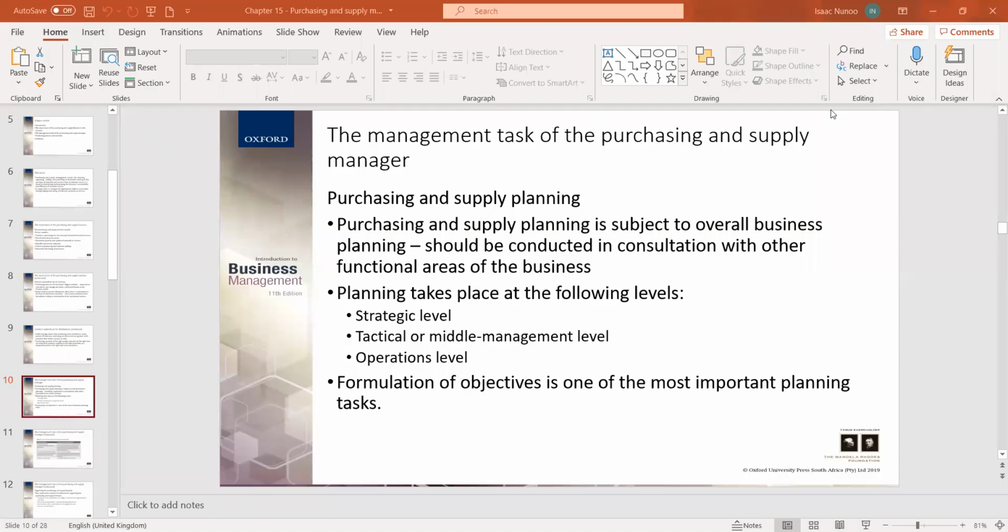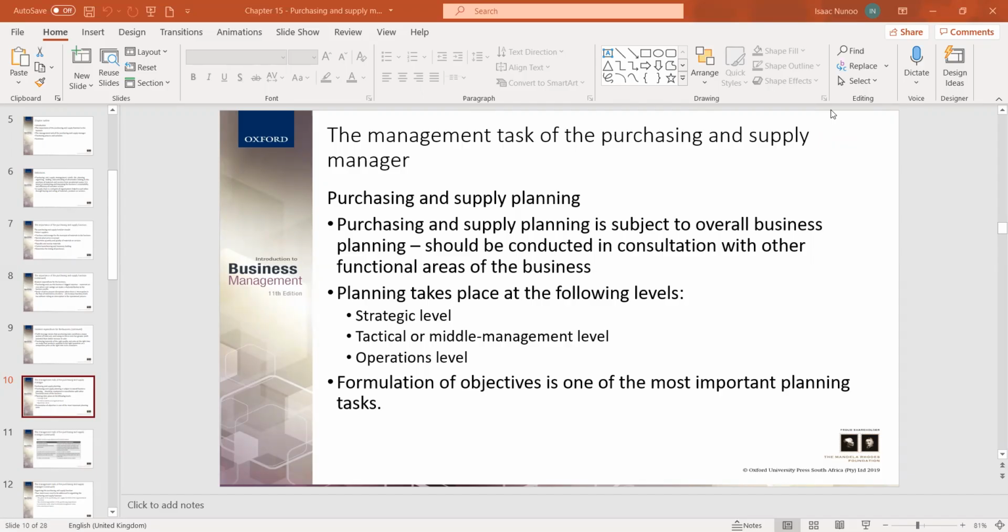So if you are given an opportunity to function as a purchasing and supply manager, what are some of the responsibilities that you have? Now, as a purchasing and supply manager, one important thing is to do what we call planning. So purchasing and supply planning can occur at the various levels of businesses, like planning in the business itself and by other functional managers. Planning can take place at different strategic levels. It can also take place at the tactical level or at the operations level.